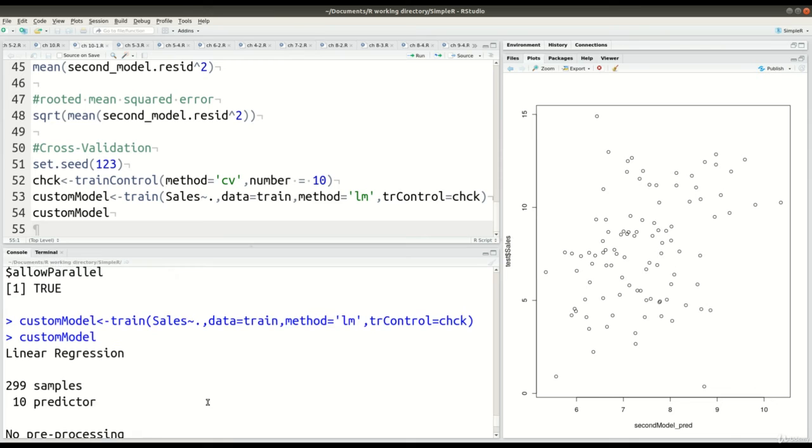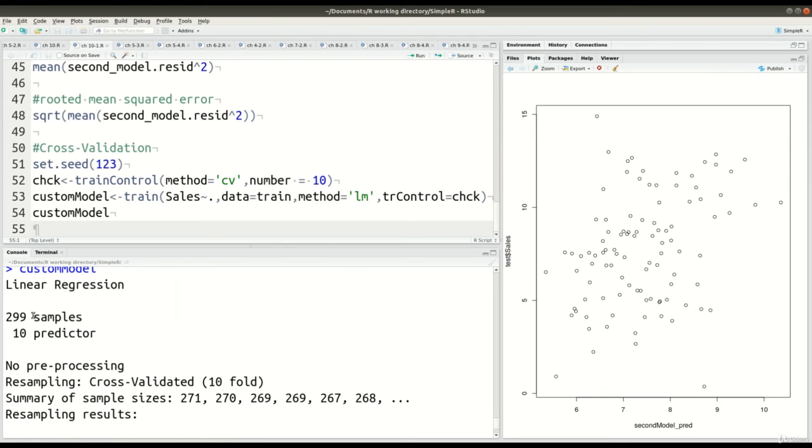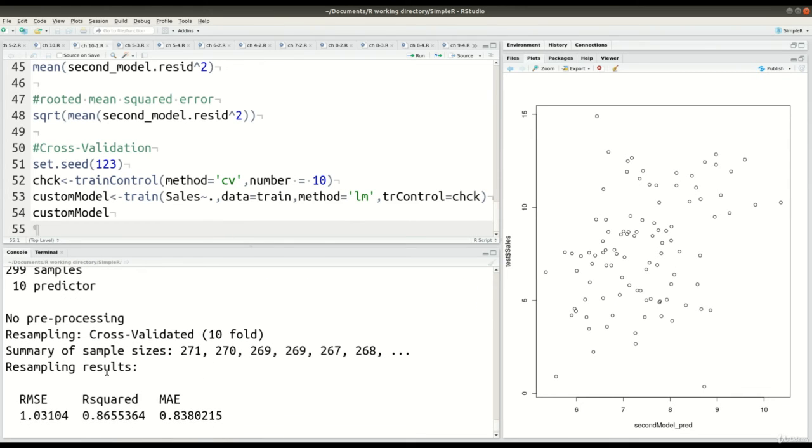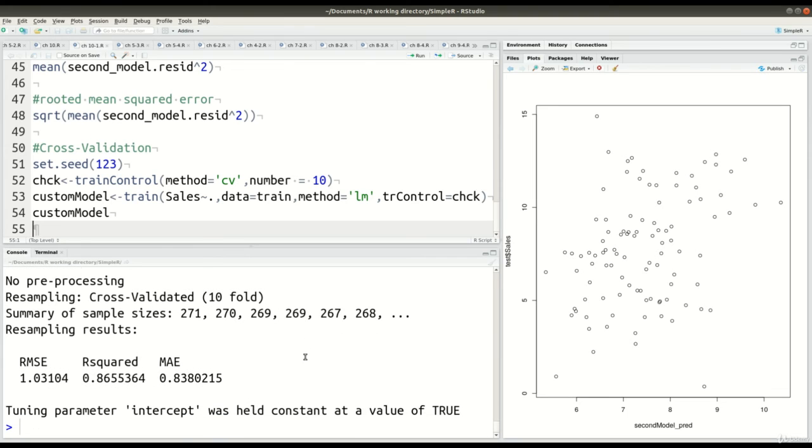And so you can see here, it gives you the information, how many samples are in the model, and then it gives you the folds. So summary of sample size, 270, 270, 269, etc. That's how big each fold was. And so the overall R square was 0.865. And then it even gives you the mean absolute error and the rooted mean squared error as well. And so this value is similar to what we got initially, which I believe was like a 0.82, 82% of the variance was explained.